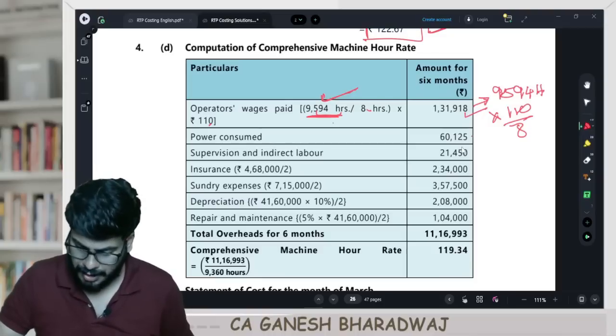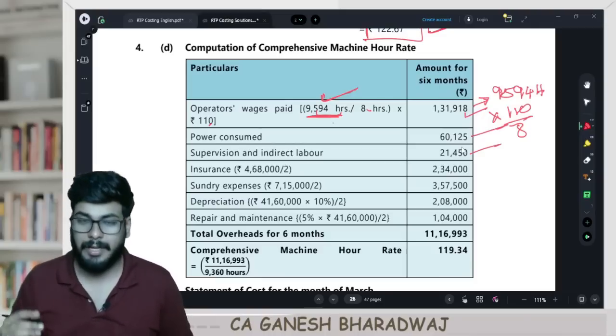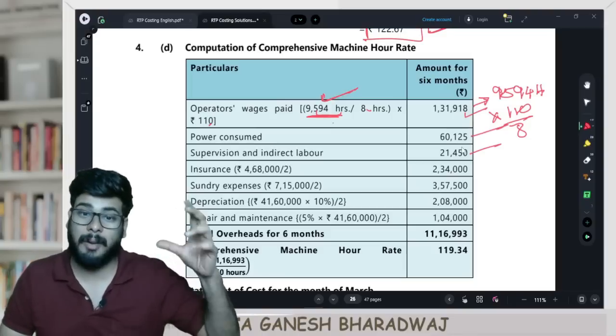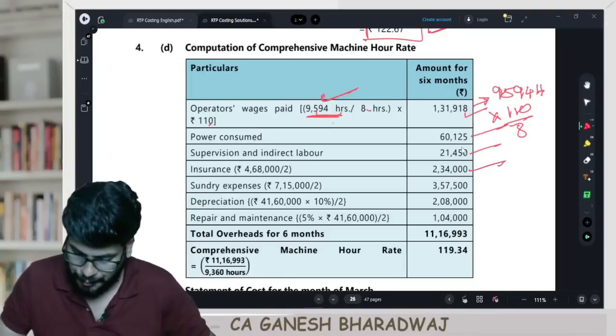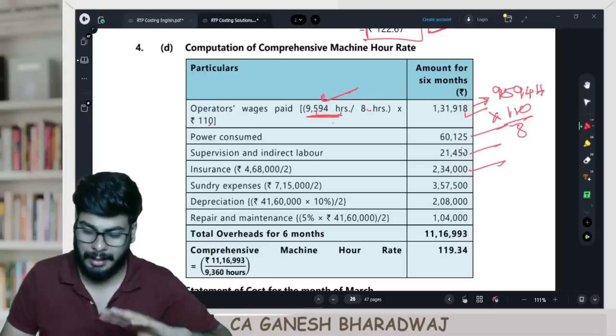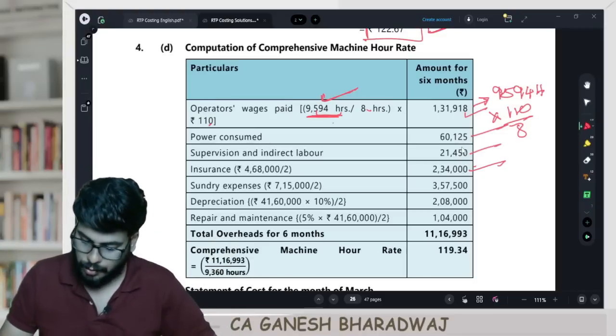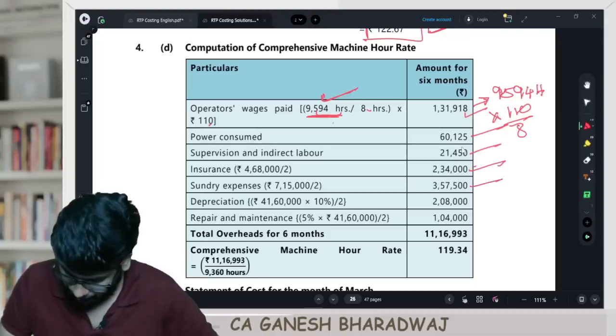Power consumed, this figure is given. And supervision and indirect labor, this figure is also given. Insurance charges, they have given on a per annum level, divided by 2, you get the figure. Similarly, sundry expenses, 7,15,000, it's per annum. So you can do into 6 by 12 or divided by 2 directly. It's going to be 357,500.